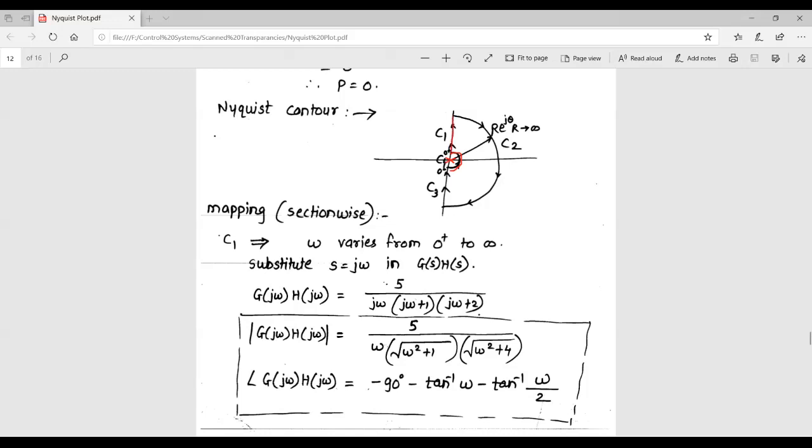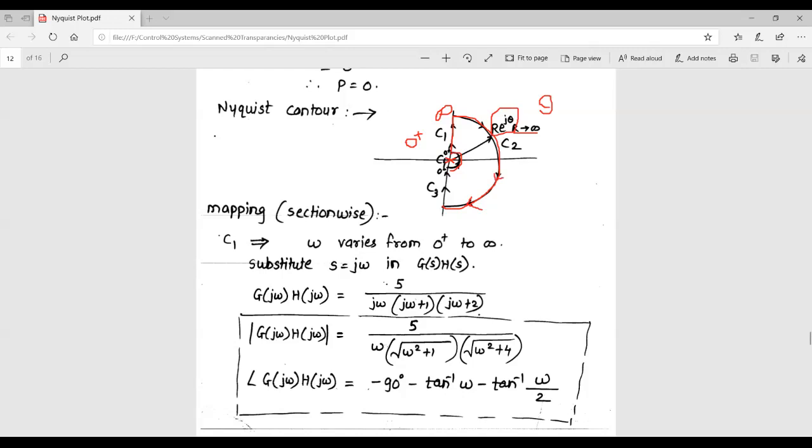This section is C1. Please understand, the C1 section is known as section 0 plus up to plus infinity, right? Section 2, that is C2, will be this semicircle, with R as the radius, but R tends to infinity, and R e raised to j theta is the representation of the magnitude and angle, and theta will vary from plus pi by 2 to minus pi by 2 as the direction is clockwise. That we have seen in the last session as well.